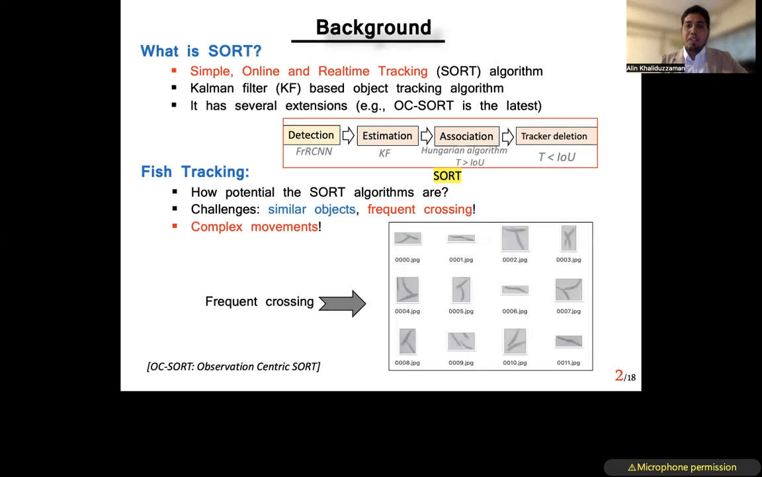So in this scenario of fish tracking, I would like to apply SORT and the latest extension of SORT, which is called OC-SORT. I would like to apply them to see how the SORT algorithms perform for the tracking of fish in a school.